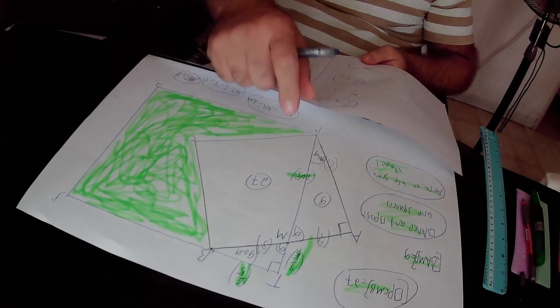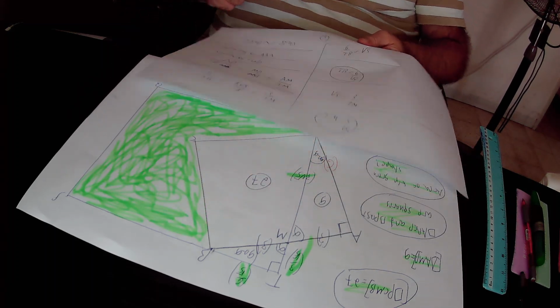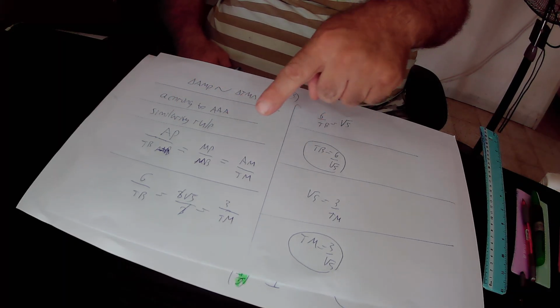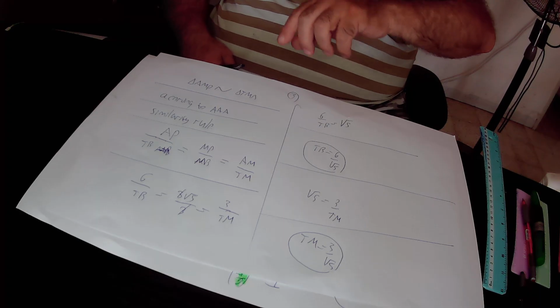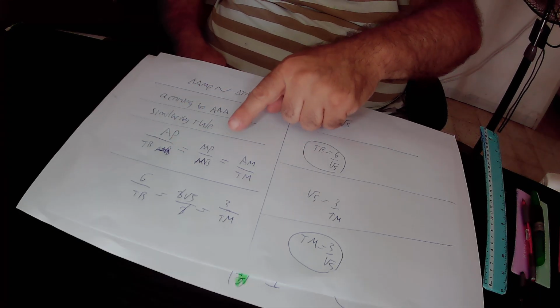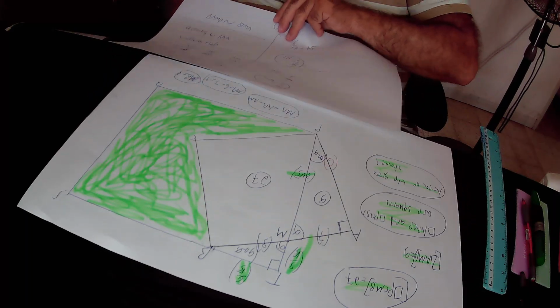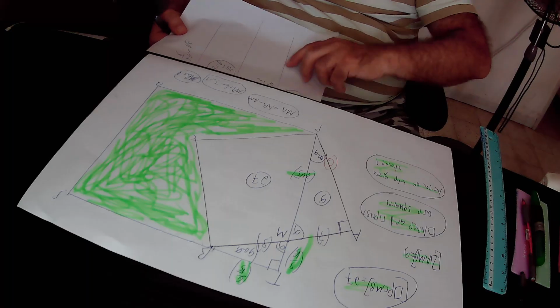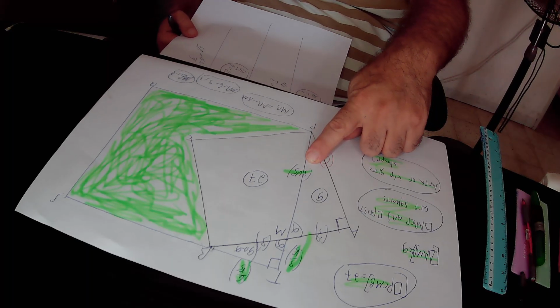From the fact that those two triangles are similar to each other, we derive that AP over TB equals MP over MB equals AM over TM. AP is 6, TB is the missing side. What is the length of side MP? We already found out that MP equals 3 times square root of 5.